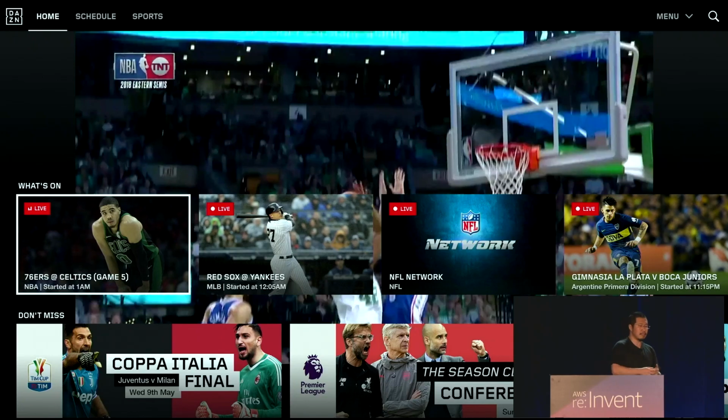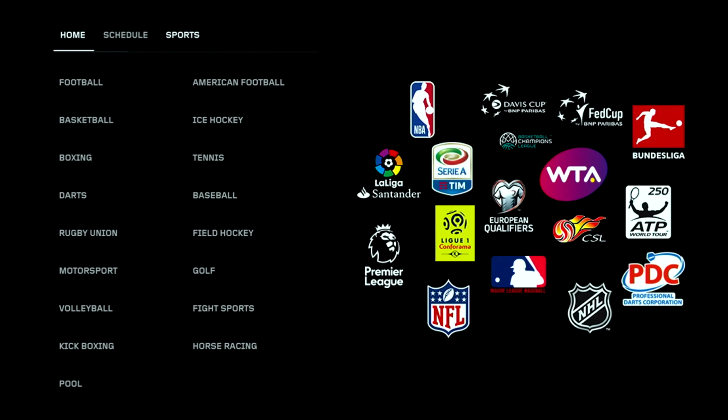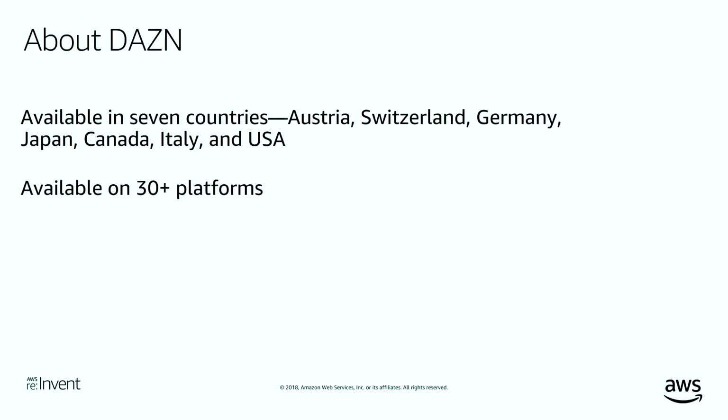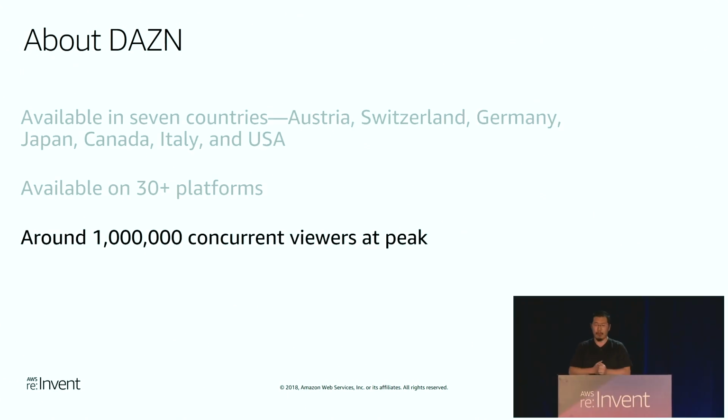So DAZN is a sports streaming platform. We have a monthly subscription fee like Netflix, except you're not streaming movies, you're streaming live sporting events instead, of which we have over 40 different sports and over 200 different leagues all around the world. And we have recently launched in the US, and we are streaming boxing matches now. In total, we are available in 7 different countries and over 30 different devices. And at peak, we have around 1 million concurrent viewers for any given sporting event that we are streaming.